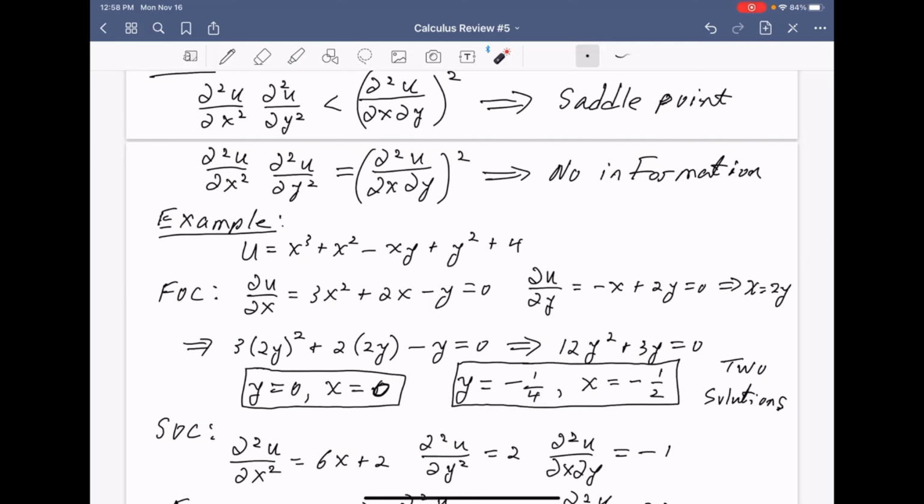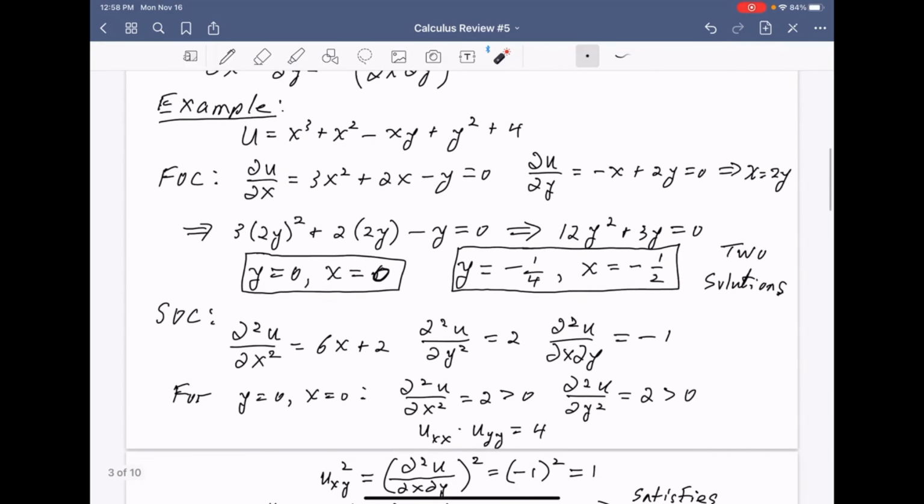So that is one of the two solutions that we can get. The other solution, of course, is that y equals 0. If y equals 0, then x is equal to 0 because x is 2 times y. If y is minus 1/4, then we get 2 times minus 1/4, which is minus 1/2. So we have two solutions, and we need to look at the second order conditions for each of those.